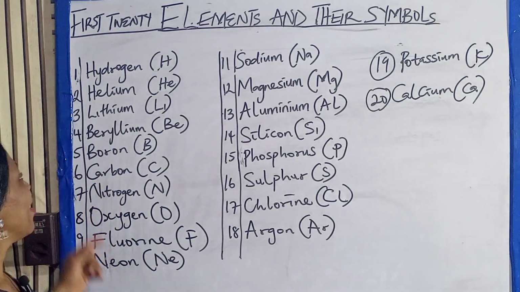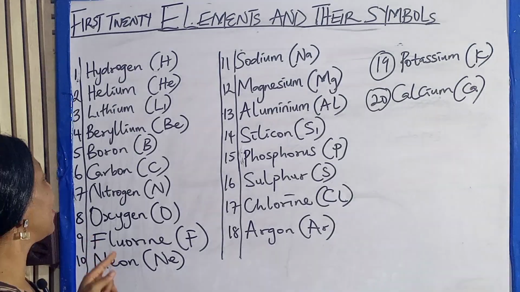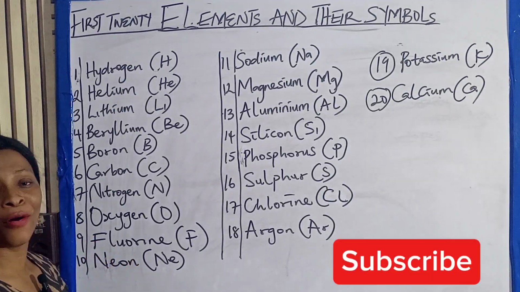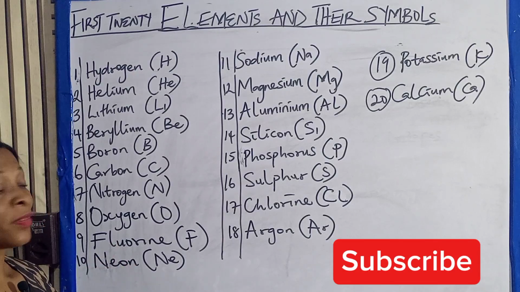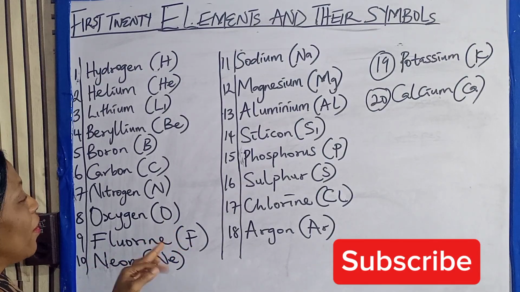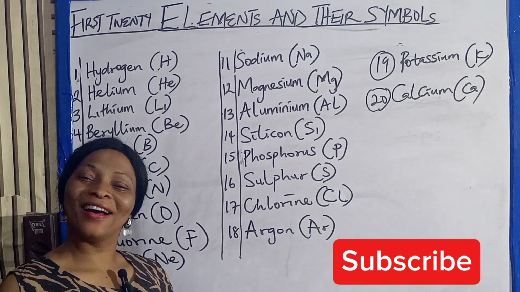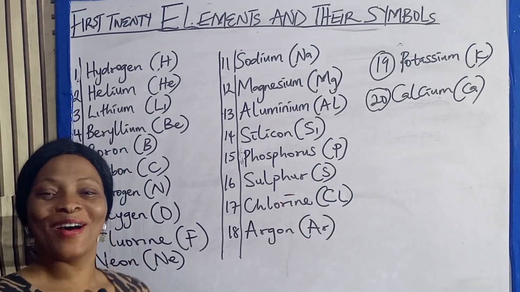Hydrogen, helium, lithium, beryllium, boron, carbon, nitrogen, oxygen, fluorine, neon, sodium, magnesium, aluminium, silicon, phosphorus, sulfur, chlorine, argon, potassium, calcium.